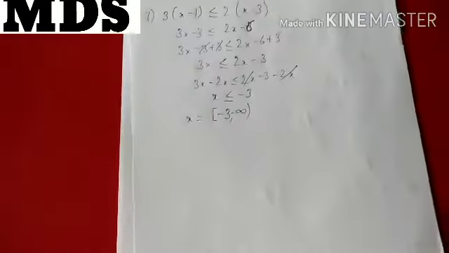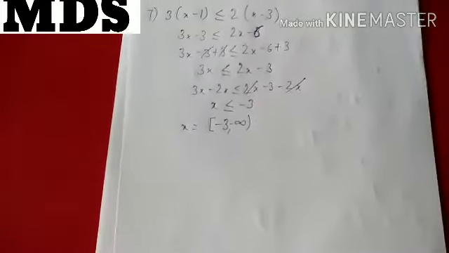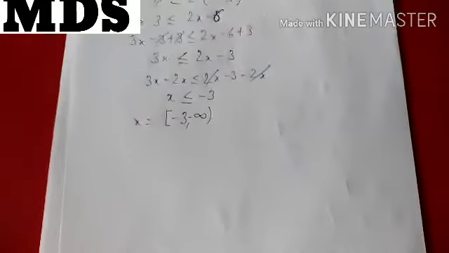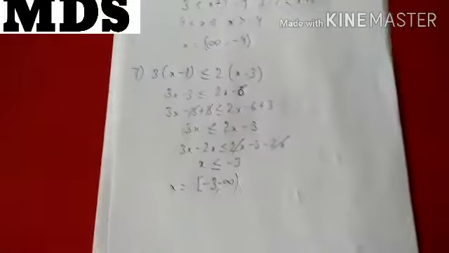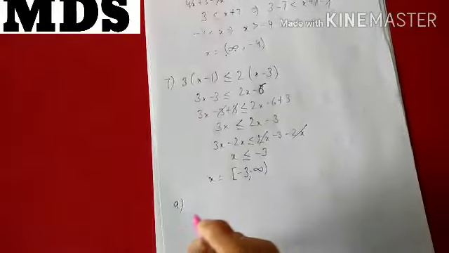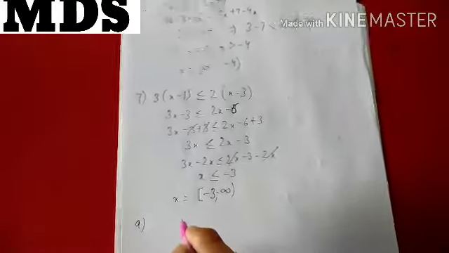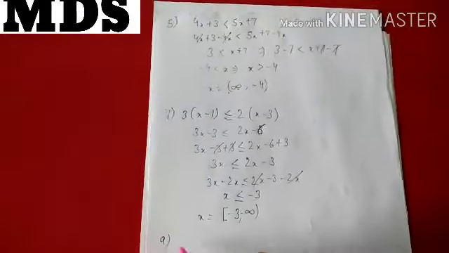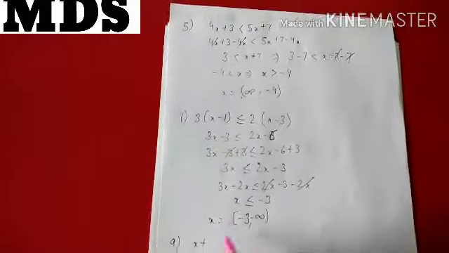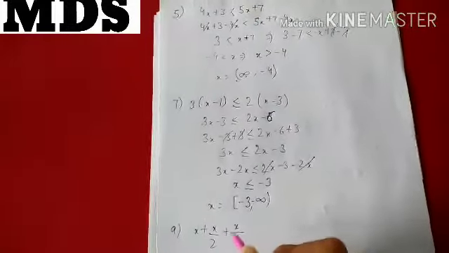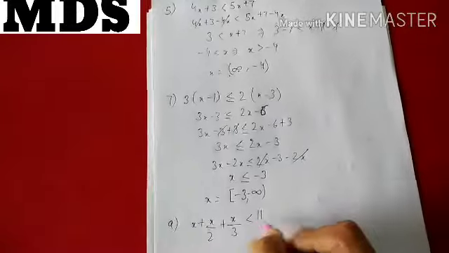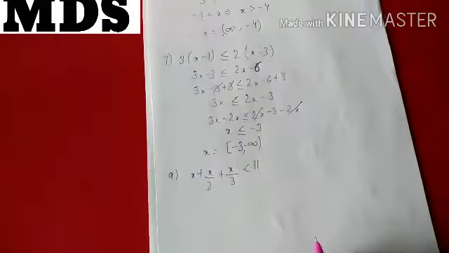Okay, similarly you can solve question number 8. Now we are solving question number 9. So question number 9 is given to us: x plus x by 2 plus x by 3 less than 11. We have to solve it.